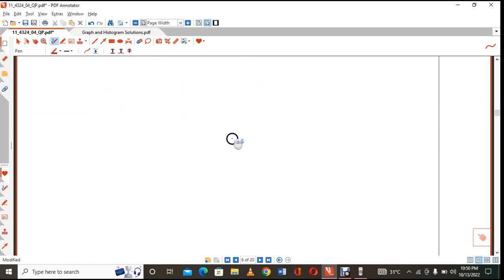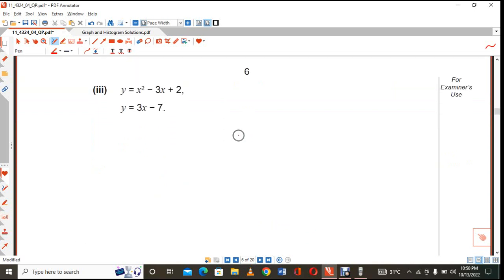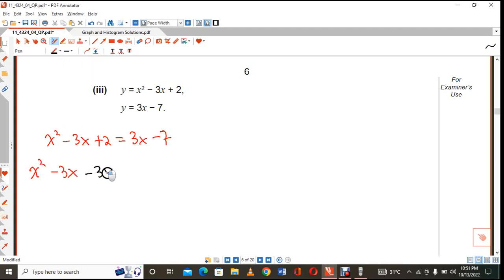Okay, so this is a 4-mark question again. You have got a quadratic equation and a linear equation, and you're supposed to solve them simultaneously. Since both of them are equal to y, you go ahead and say x squared minus 3x plus 2 is equal to 3x minus 7. So we equate them. And since we are now dealing with quadratic equations, we should make sure that quadratic equations always equal 0.